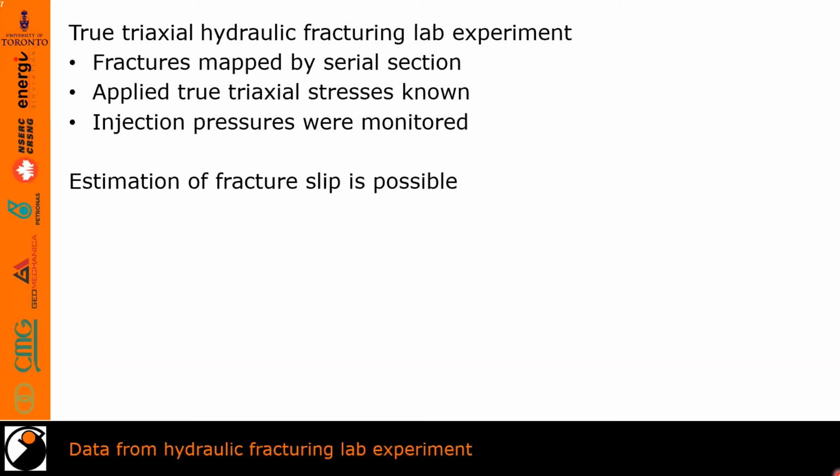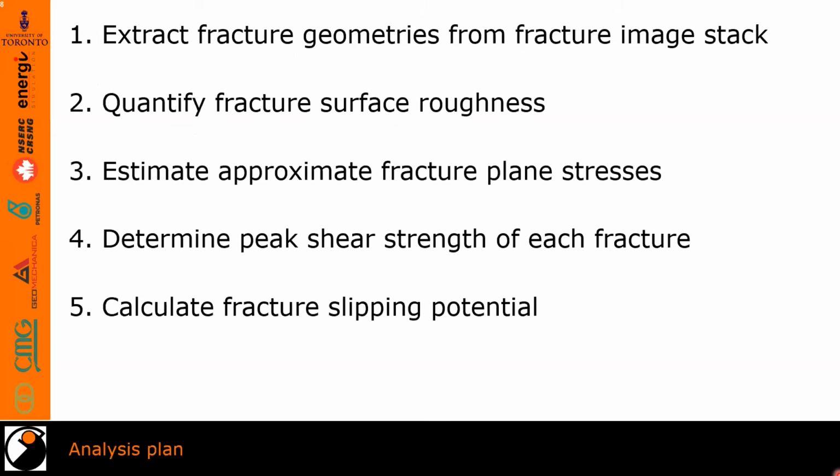To do this, the following steps are undertaken. First, we extract the individual fracture geometries from the fracture image stack. Then we quantify the fracture roughness to estimate its influence on fracture slip. Then we estimate the approximate fracture plane stresses acting on each individual fracture based on its orientation with respect to the applied stress state. With this information, we can then determine the peak shear strength of each fracture and compare it against the actual applied shear stress to calculate a fracture slipping potential.